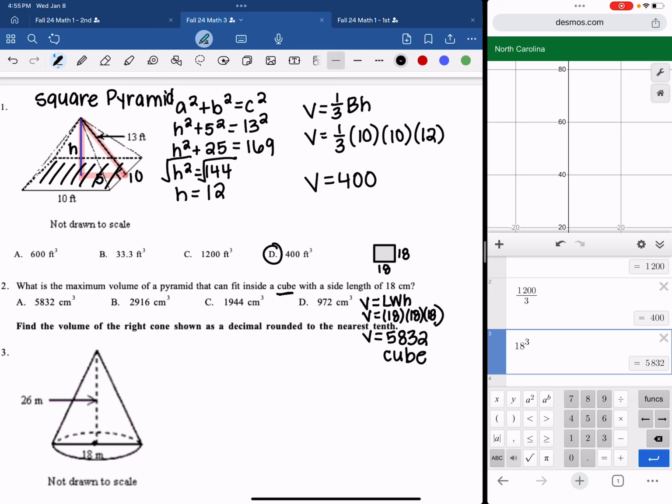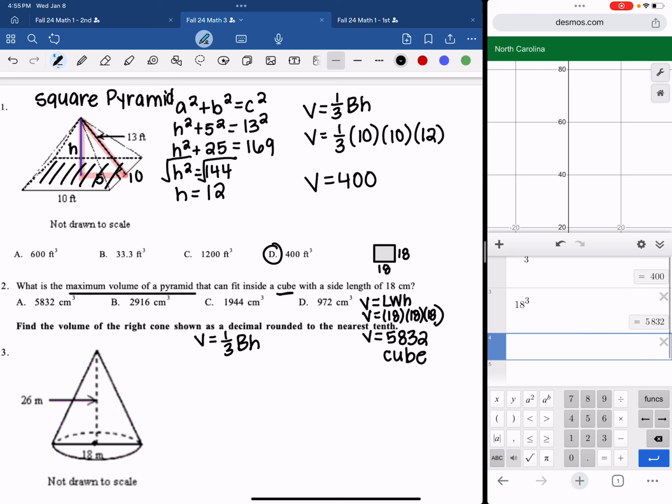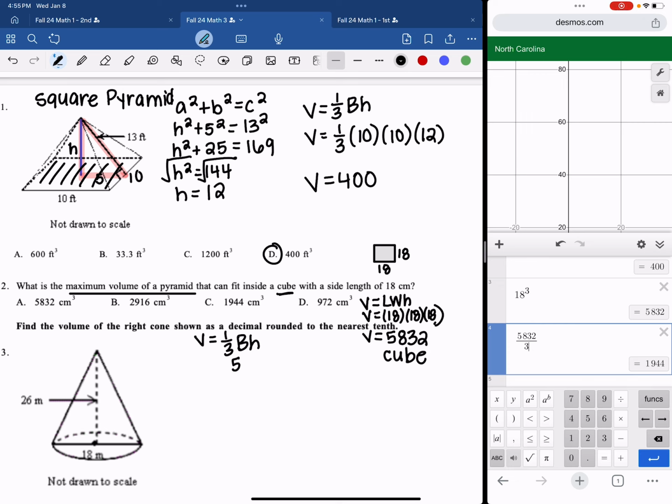But remember, it says the max volume of a pyramid. The pyramid formula is 1/3 the base times the height. So a pyramid is 1/3 of the cube. If it's 1/3 of the cube, we can take 5,832 that we got from the other and divide it by 3, and we should get 1,944. Because remember, 3 pyramids with the same base can fit inside of a cube with that same size.